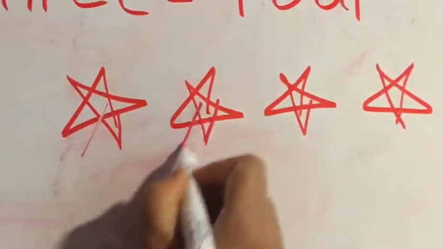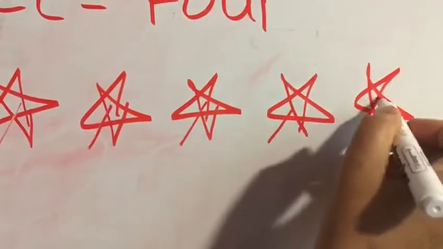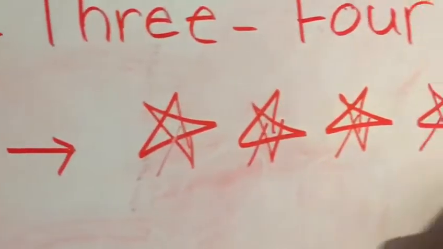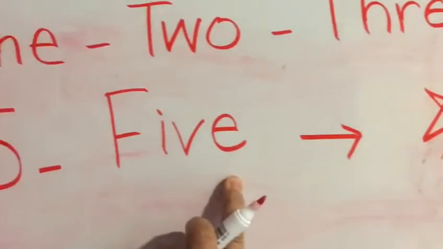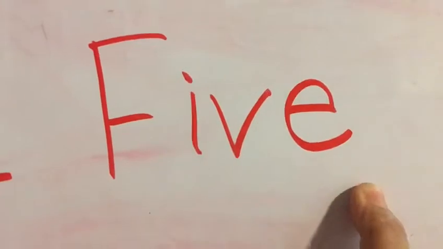Let's count. 1, 2, 3, 4 and 5. 5 stars. 5, this is number 5. Number 5 and number name here, 5.